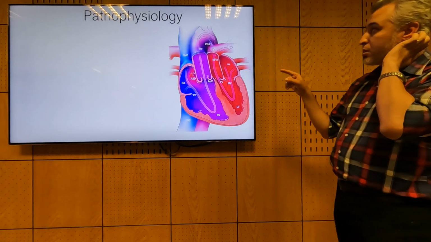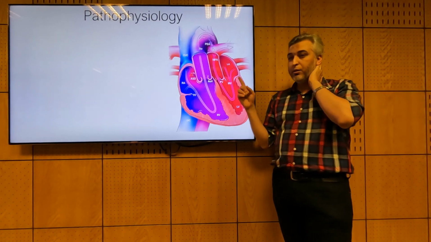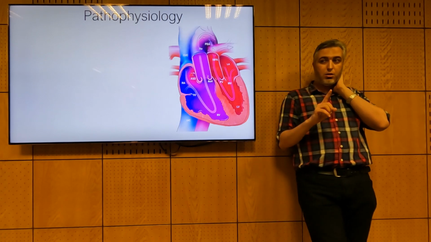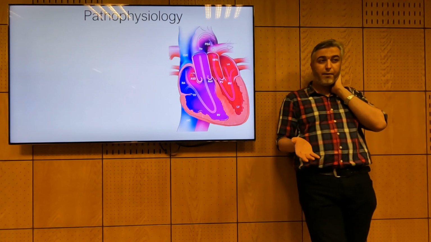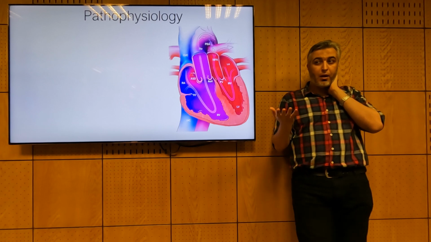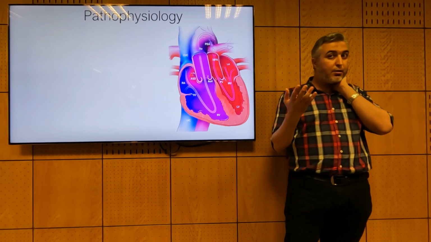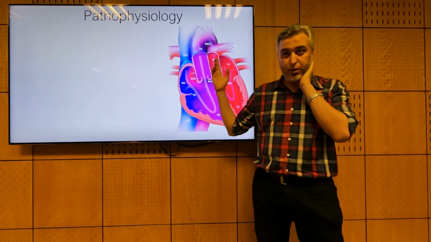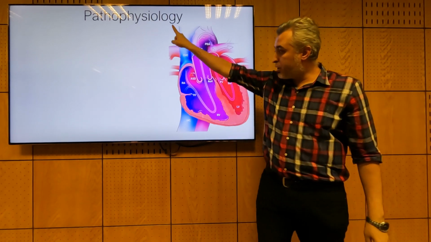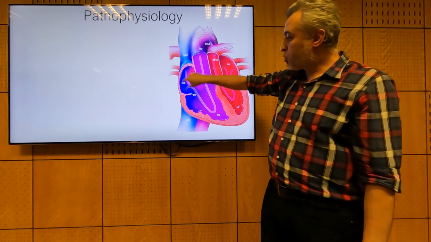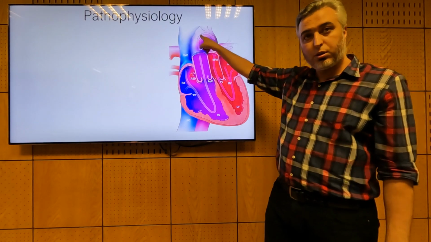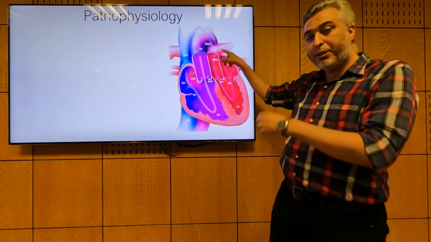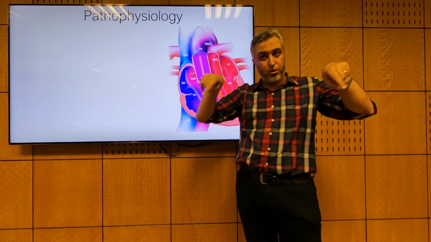So do you think these patients are fully saturated, or are they cyanosed? Cyanosed. Why? Because of the parallel circulation. Because deoxygenated blood goes to the right ventricle, which is connected to the aorta, while oxygenated blood goes back to the pulmonary. So you get two parallel circulations.